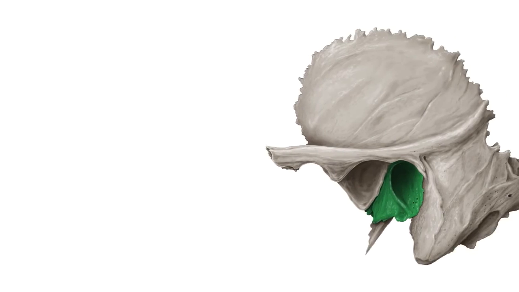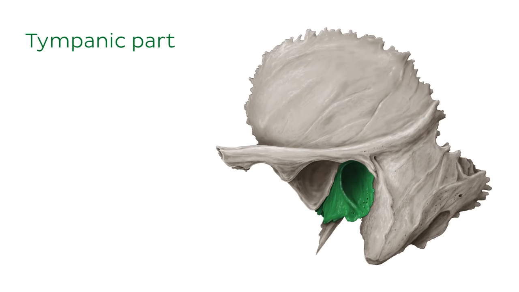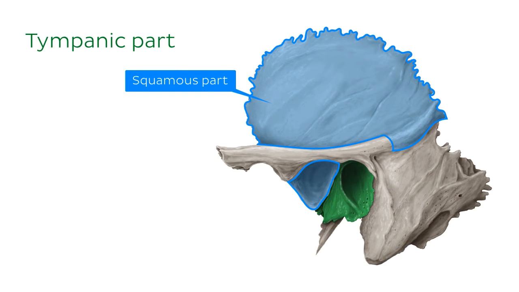Let's now move on to look at the tympanic part of the temporal bone. Note that we're looking once again at the lateral view of the temporal bone. You can see the tympanic part here in green, anterior to the mastoid process and inferior to the squamous part.